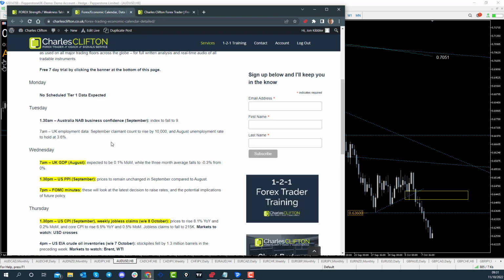Now, if I just flip over to the Forex economic calendar for today, we can see that there's already been news announcements today. We've seen some data out of Australia and the UK.